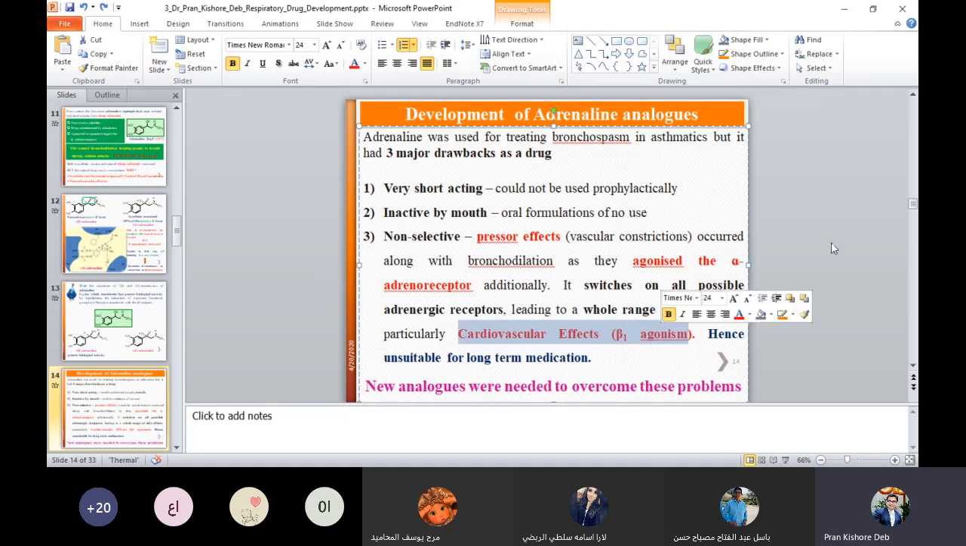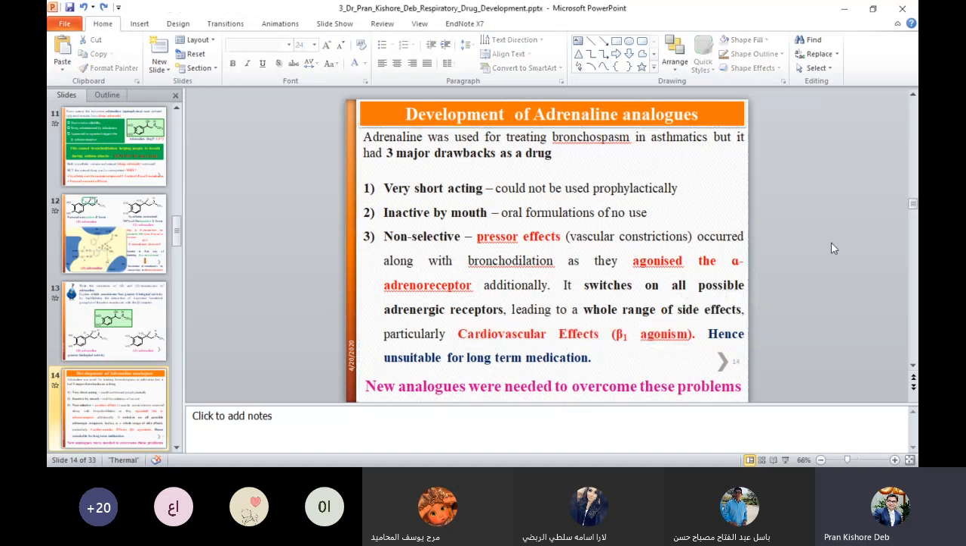So in a nutshell, you need to remember non-selectivity means it can bind to the alpha receptor, beta 1 and beta 2 receptor. Because it binds to the alpha receptor, it shows vascular constriction, that is the pressor effect. Because it binds to the beta 1 receptor, it shows the cardiovascular side effect. Whereas we need it only to bind to the beta 2 receptor to show the dilation effect of the airways. So there was a need for a new analog to overcome these side effects or this problem.